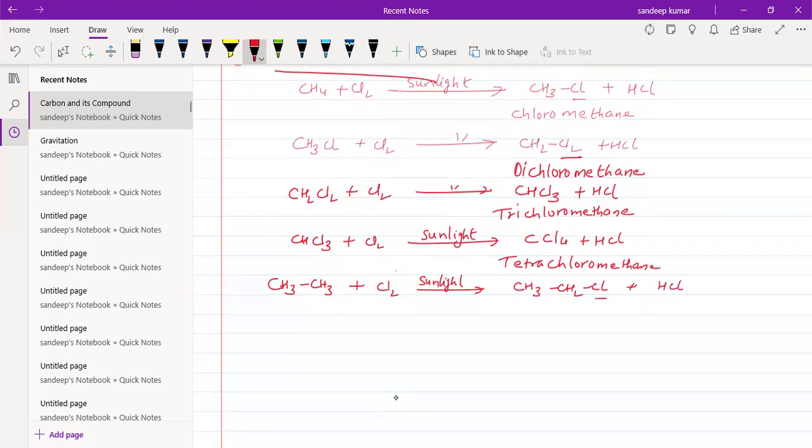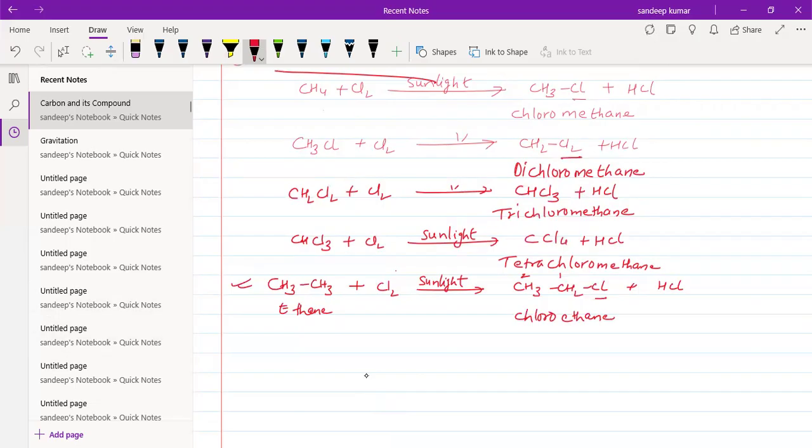So how are we going to name it? This is chlorine, right? So we'll use the prefix chloro. How many carbon atoms are there? Two. So chloroethane, because ethane is there. If you keep on passing chlorine in the presence of sunlight, substitution will keep on happening. But here you only have to show one substitution. Is it clear?